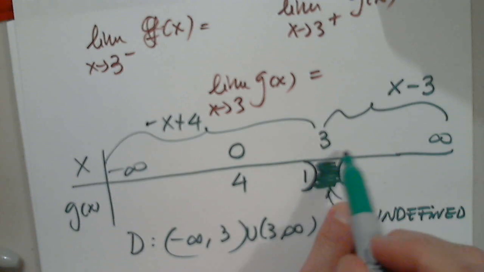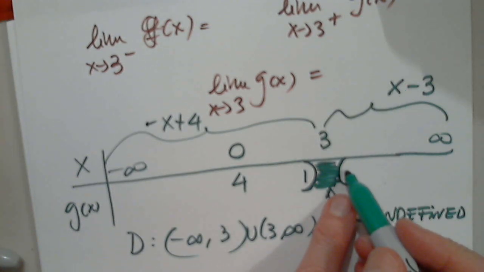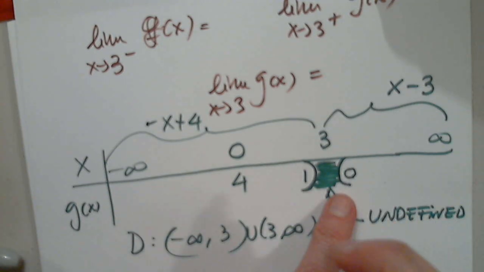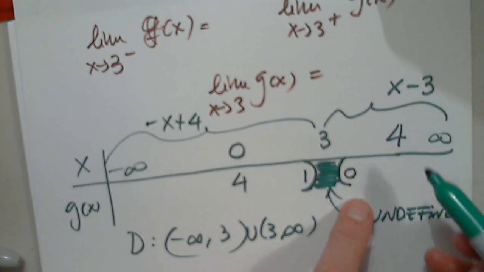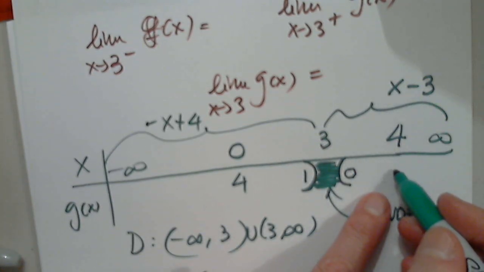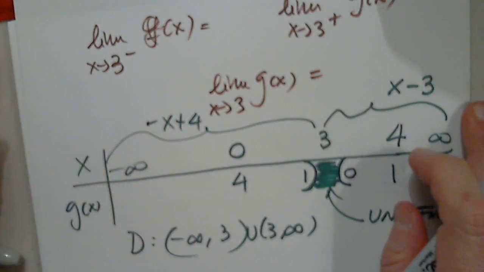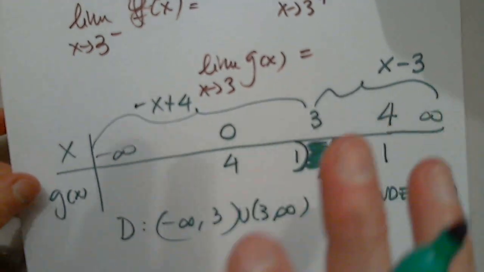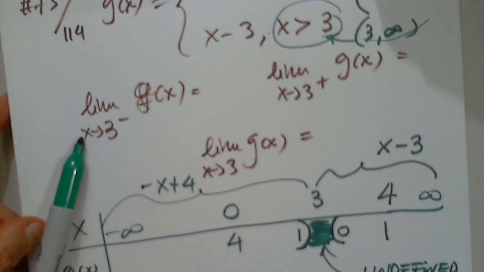Perfect. Now let's plug in 3 here. 0. Excellent. And because it's linear, we need another point. So I'm going to put in 4. And if you plug in 4, what do you get? 1. Perfect.